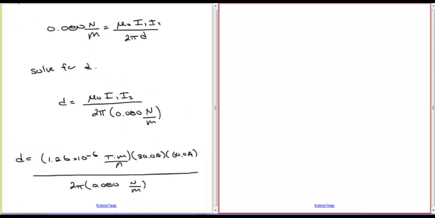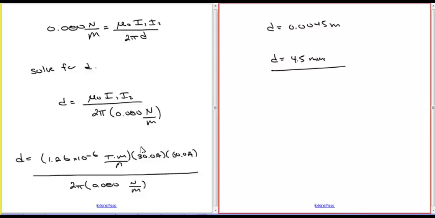So it's just a matter of plugging into the equation. 1.26 times 10 to the minus 6 times 30 times 60 divided by 2 divided by pi divided by 0.08. So the distance I get is 0.0045 meters, which would be 4.5 millimeters.